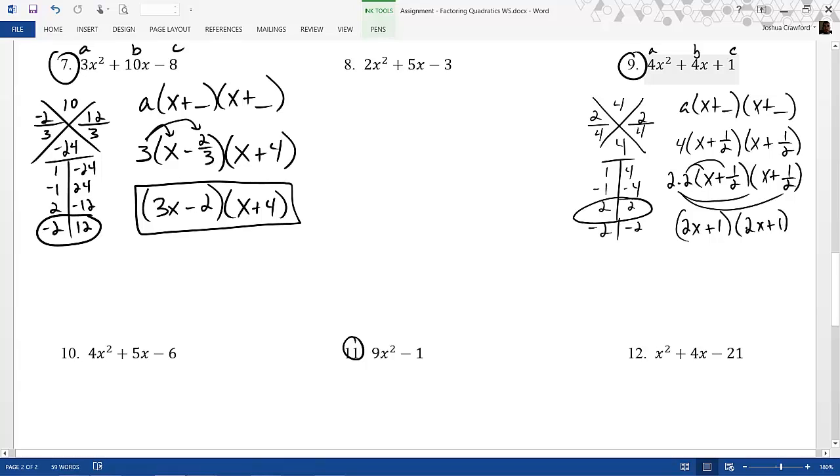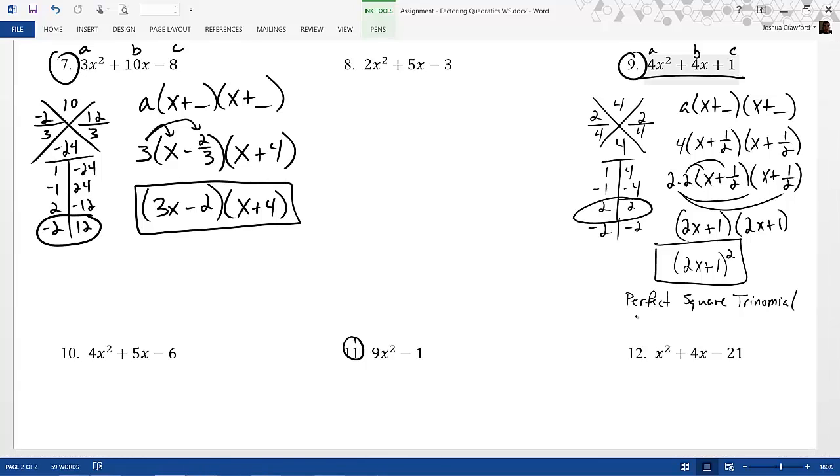Now, since we have the same binomial twice, we can rewrite that as 2x plus 1. What goes right there? Squared. Now, that's your answer. But this is also called something that we need to know. This here is going to be called a perfect square trinomial. This trinomial is called a perfect square trinomial because when you factor it, it's two binomials squared. Okay? Make sure you know that.